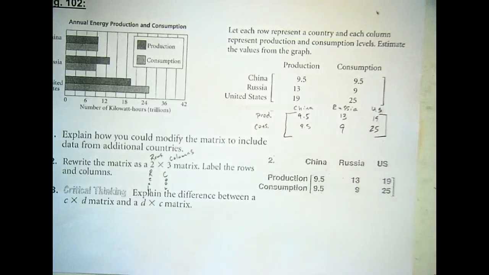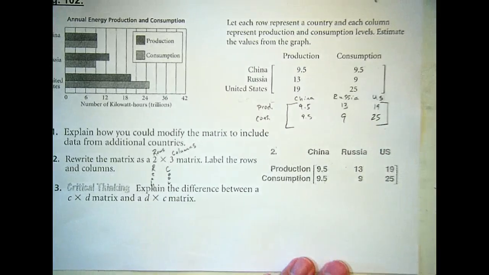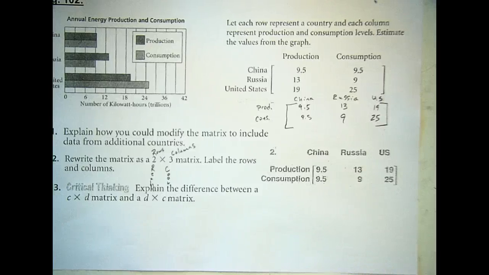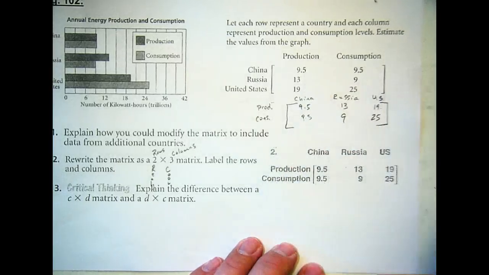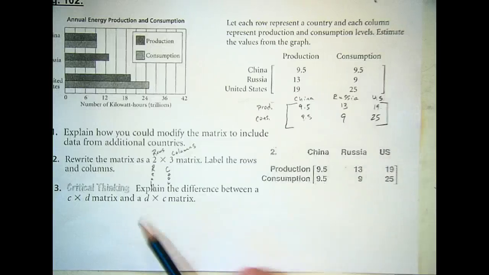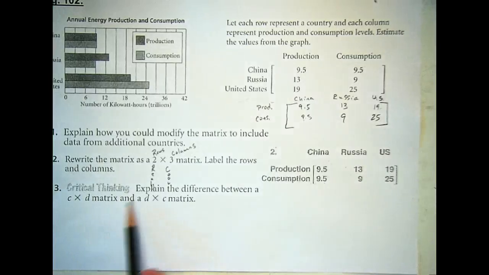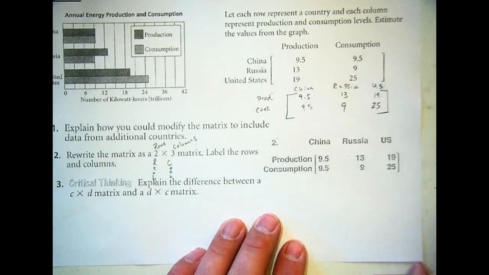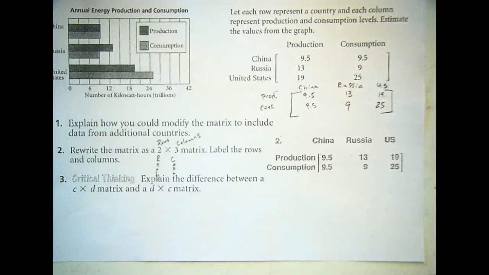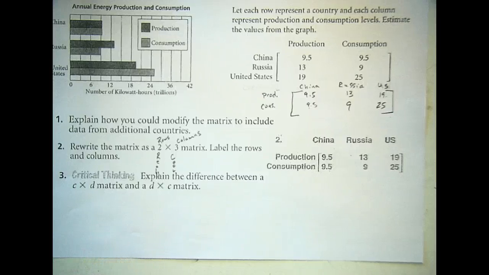What are our new dimensions there? Yeah, 2 by 3. 2 rows by 3 columns rather than 3 rows by 2 columns. Explain the difference between a C by D and a D by C matrix. Well, it's kind of what we just did, right? Versus having a 3 by 2, we have a 2 by 3. Okay, any questions? All right, next piece here.